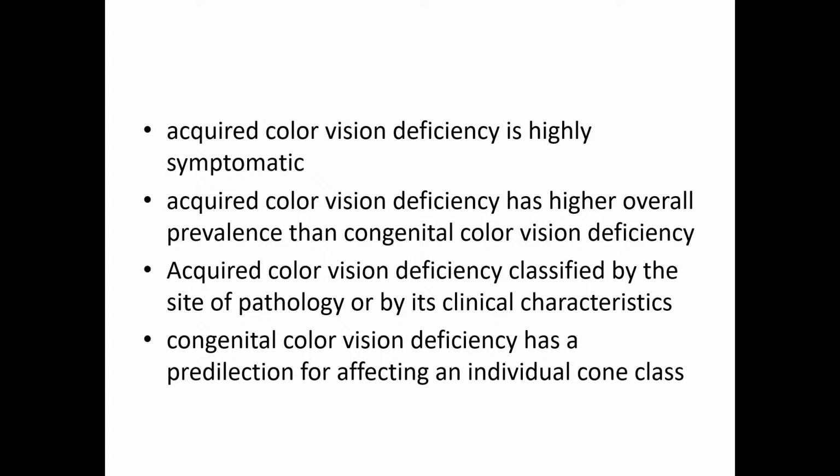Acquired color vision deficiency is highly symptomatic, whereas congenital color vision deficiency is not that symptomatic. Acquired color vision deficiency has overall higher prevalence than congenital color vision deficiency. Acquired color vision deficiency can be classified depending upon the site of pathology or by its clinical characteristics. Congenital color vision deficiency has a predilection for affecting an individual cone class. Either the red cone, S cone or the green cone can be affected, whereas in acquired color vision deficiency it's a mixture.